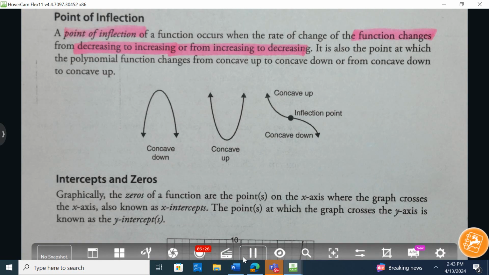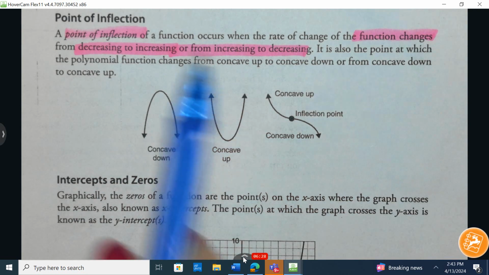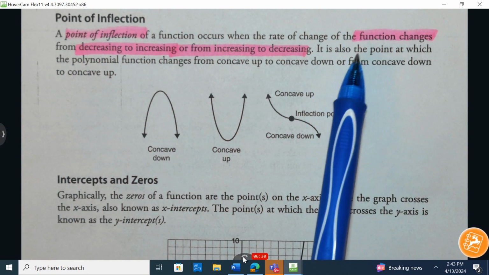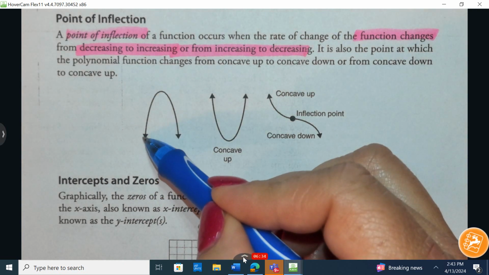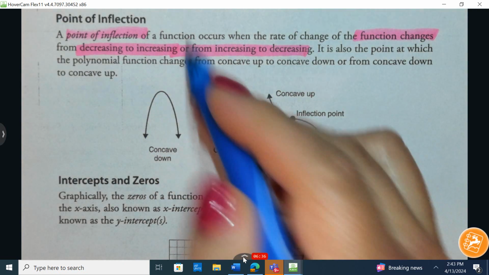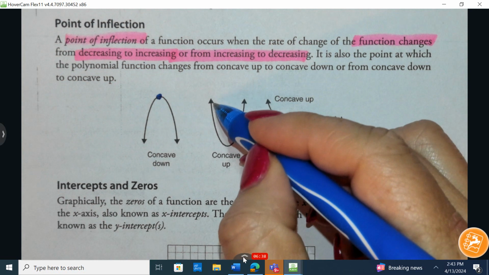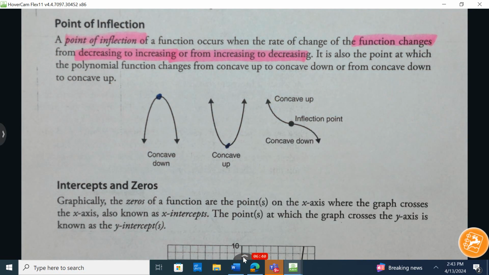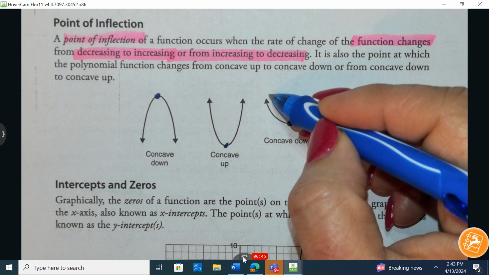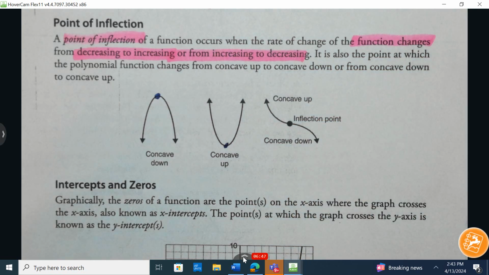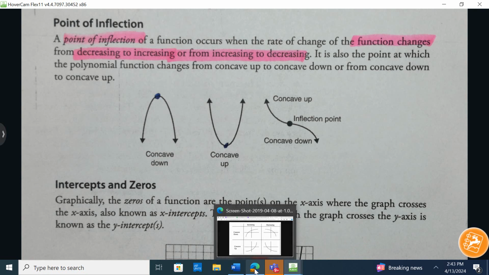Here are some great examples of inflection points. So it says here, inflection points occur when the rate of change of a function changes from increasing to decreasing. So here we go. This is the obvious one. We're going to go from increasing to decreasing, and the inflection point is right here, or from decreasing to increasing. But now when we think of concavity, we're still changing here. So let's go back to that graph. We can do that really quickly.